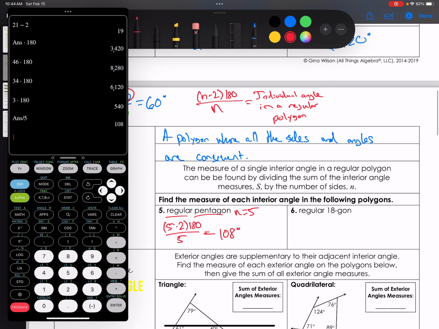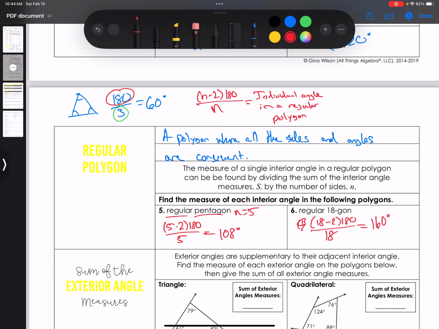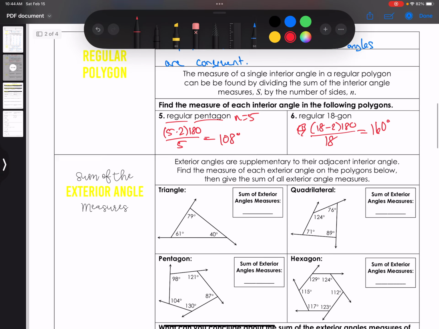Then the same thing is going to happen for this 18-gon. We're going to have 18 minus 2 times 180 divided by our number of sides. So we're going to get 16 times 180 divided by 18, and we're going to get 160 degrees for each individual angle in that 18-gon. Okay, so that's going to be it for this first video. The next video is going to talk about exteriors, and then we're going to talk some examples.